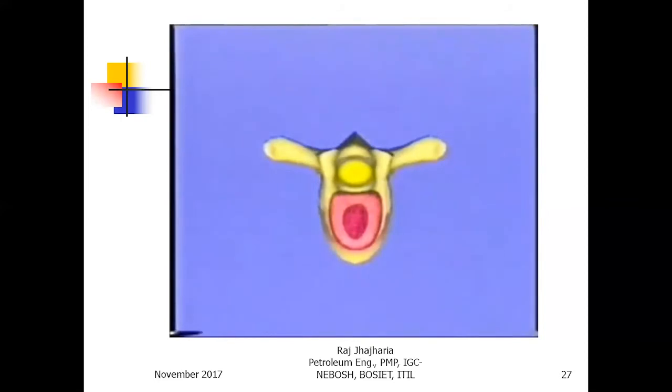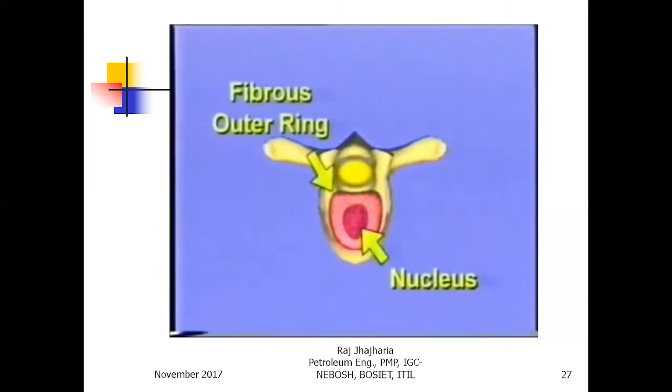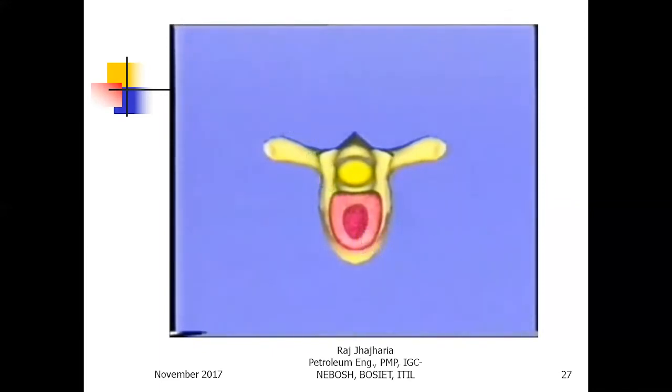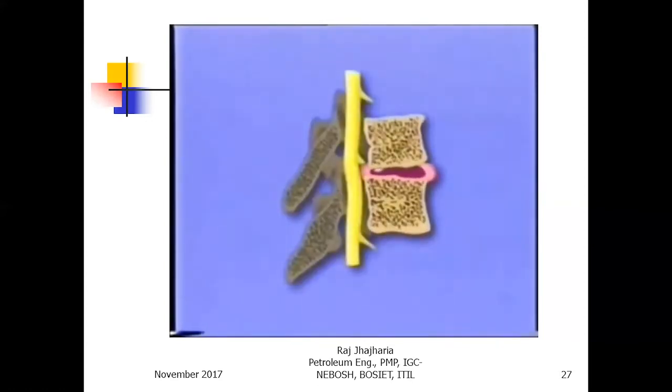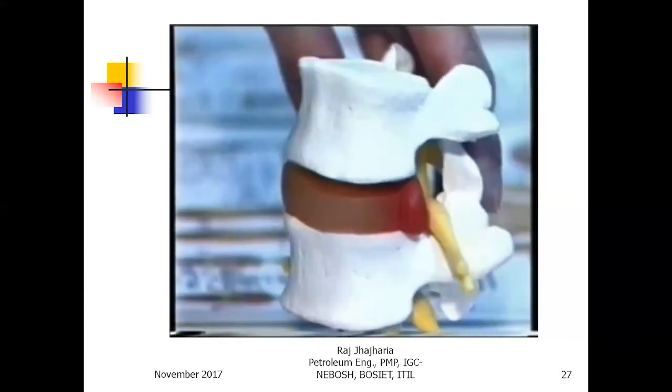Discs have a gelatinous cushion-like nucleus and a fibrous outer ring. If this outer layer is damaged or becomes worn, then bulging or tearing of the disc can occur. This in turn causes pressure to build up on the ligaments and nerves, resulting in back pain.